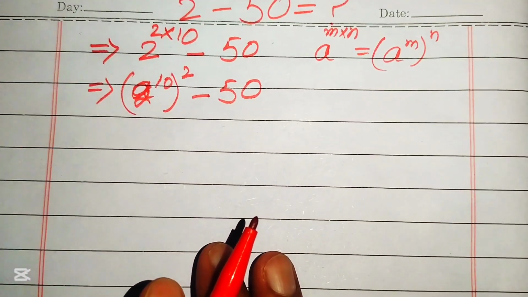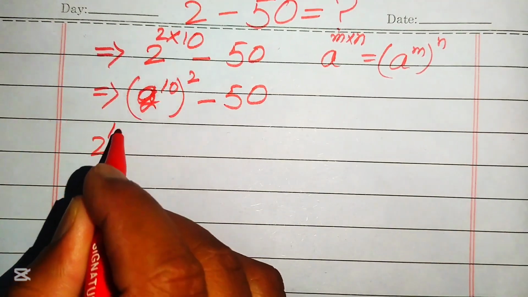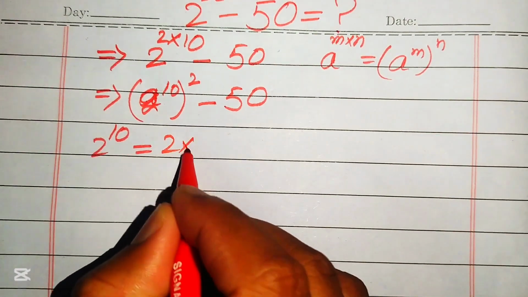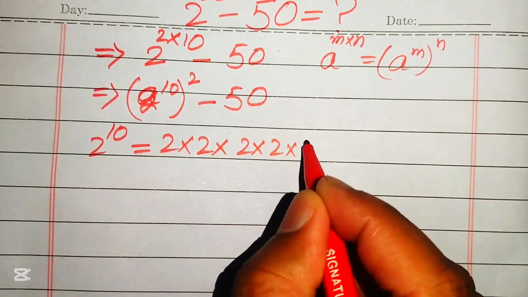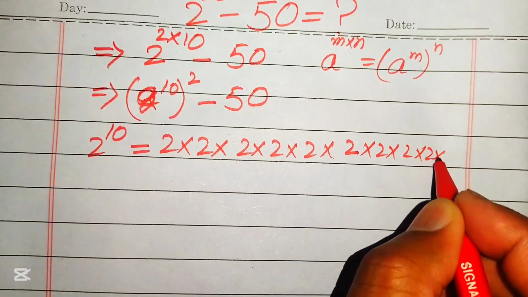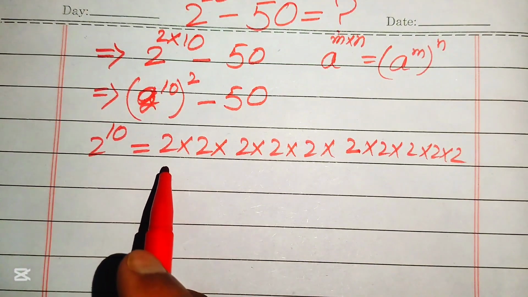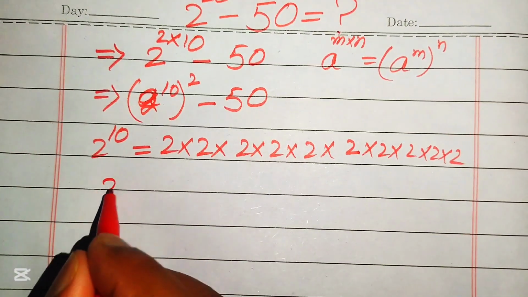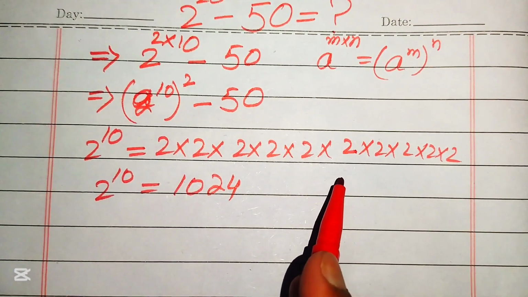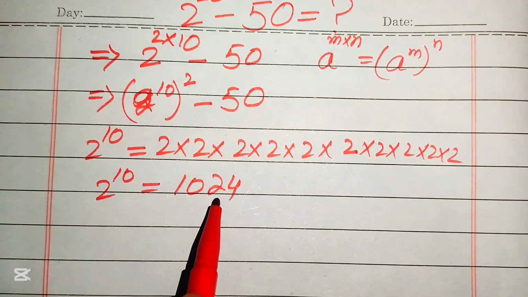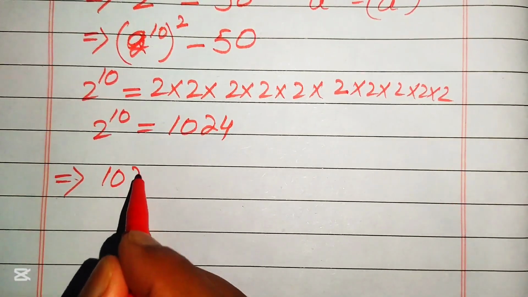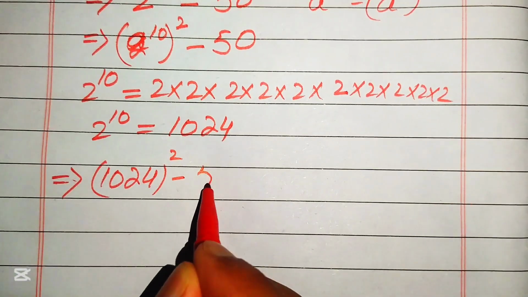Now, about 2 to the power of 10. It means we multiply 2 by 2, 10 times in this way: 2 times 2 times 2 times 2 times 2 times 2 times 2, and so on, 10 times of 2. When you multiply 2 ten times, it equals 1024. So when we replace this value here, it becomes 1024 whole squared minus 50.